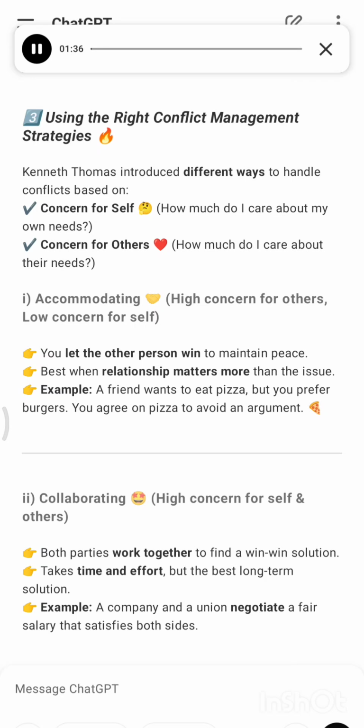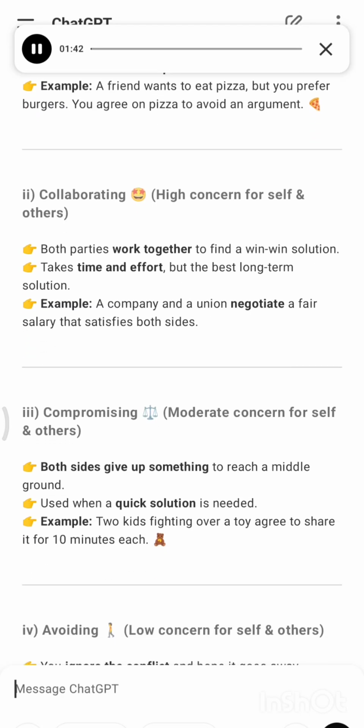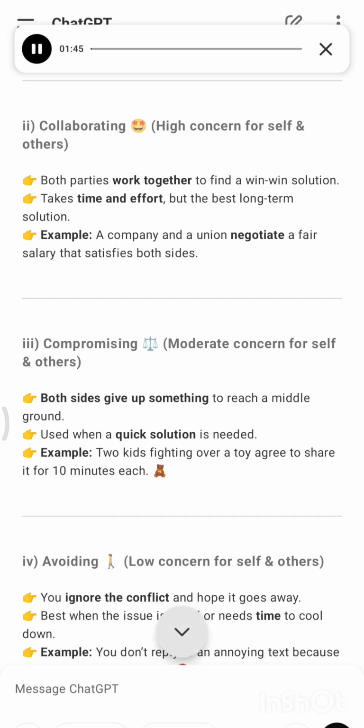II, collaborating. High concern for self and others. Both parties work together to find a win-win solution. Takes time and effort, but the best long-term solution. Example: a company and a union negotiate a fair salary that satisfies both sides. Compromising, moderate concern for self and others.